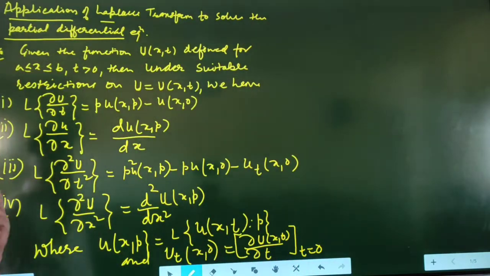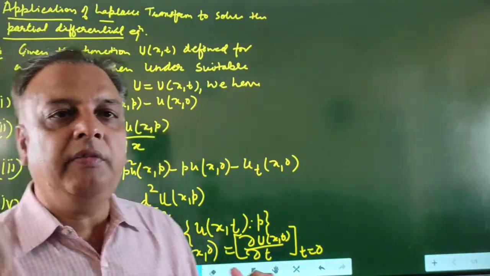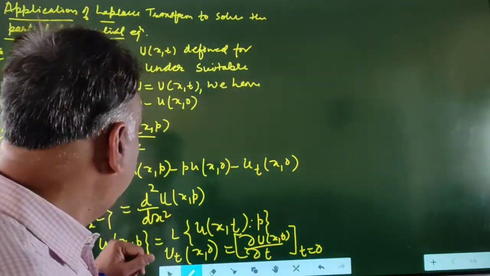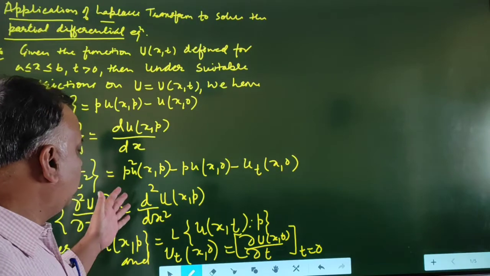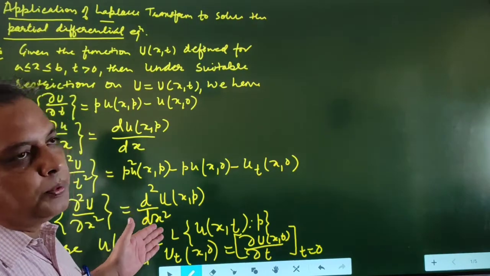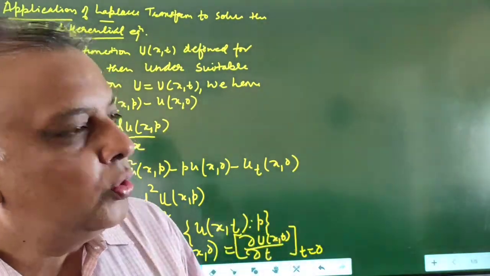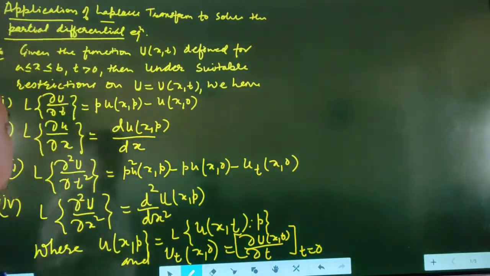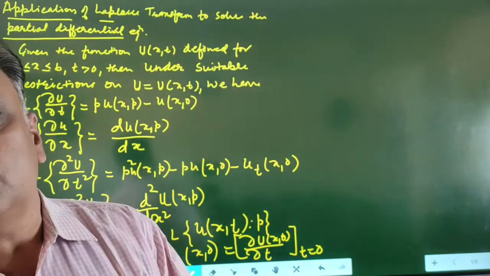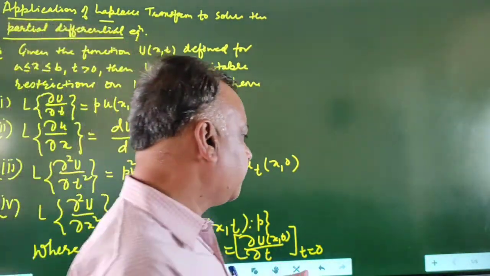And the last result is, we have to prove the Laplace transformation of the second partial derivative of u with respect to x square, which is equal to d2 by dx square of ū(x,p). So first we have to prove these four results, and then we use these results to solve the partial differential equations.